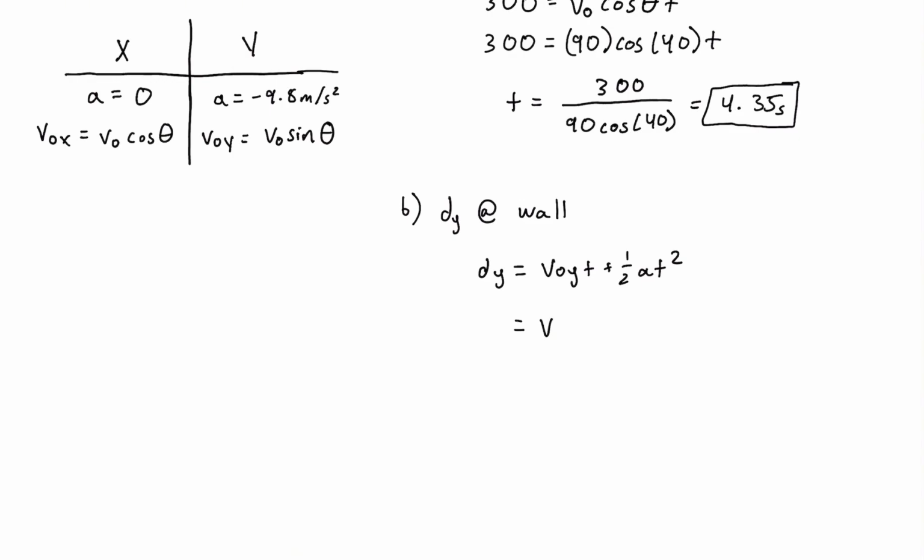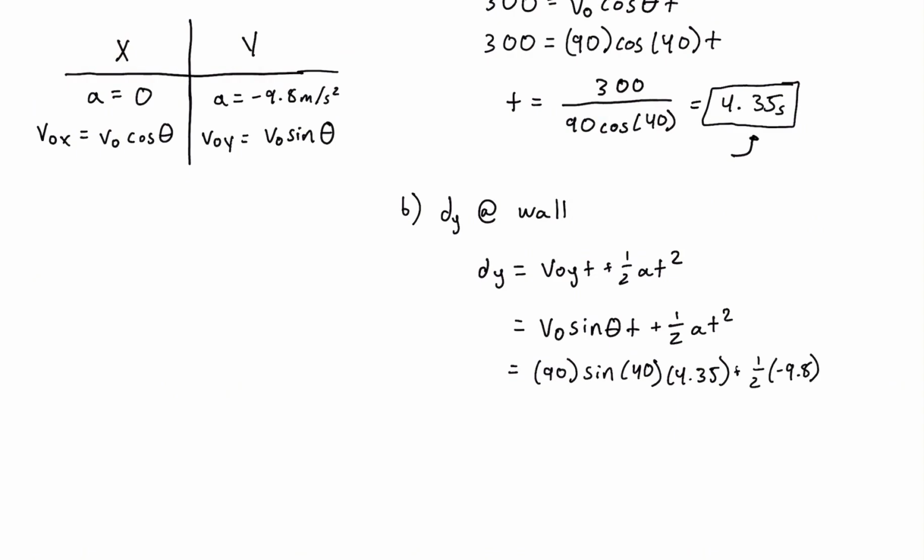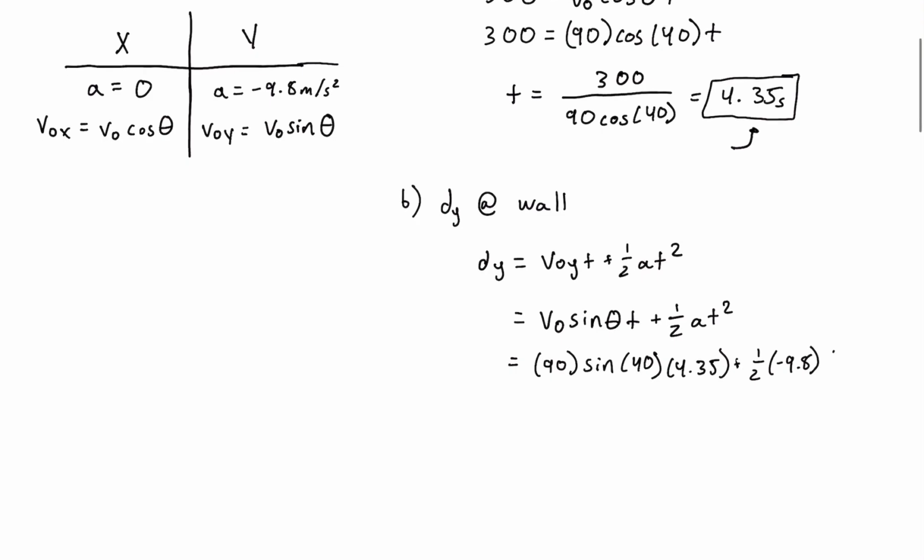v naught y becomes v naught sine theta t plus 1/2 a t squared, which is equal to our initial velocity of 90 times sine 40 times the 4.35 we got in part A plus 1/2 times negative 9.8, as the acceleration works in the opposite direction as our initial y velocity, times 4.35 squared. And when you put it into your calculator, it is equal to 158.93 meters.